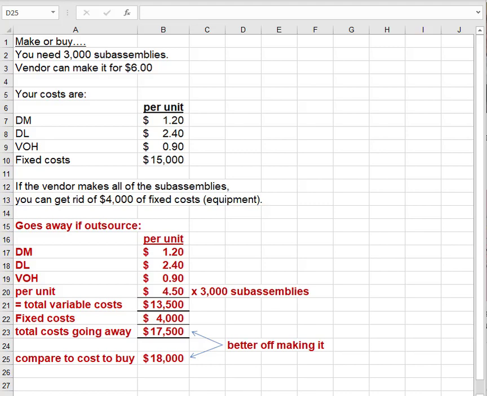All right, so there is your first of 5 differential analysis or special decisions that most firms deal with. So this is make or buy, a vendor in the story willing to do something for you for a fee. The strategy is to compare what you have to pay the vendor with what you will save if you don't have to make it. Let me know if you have questions.